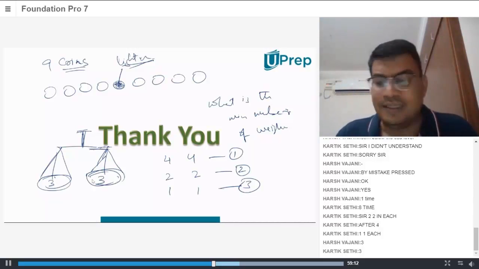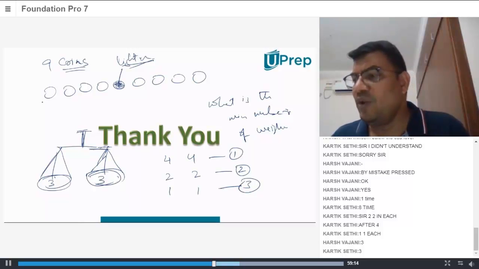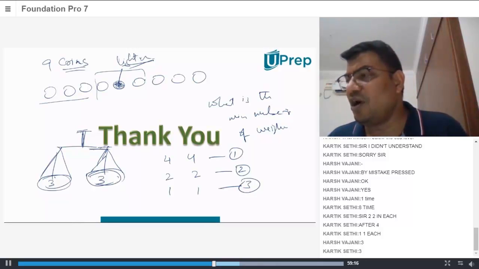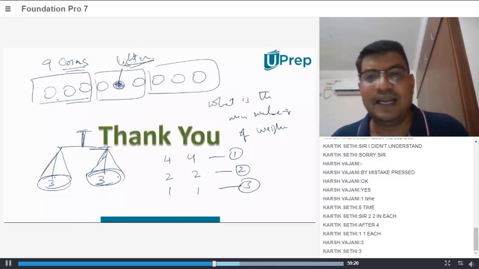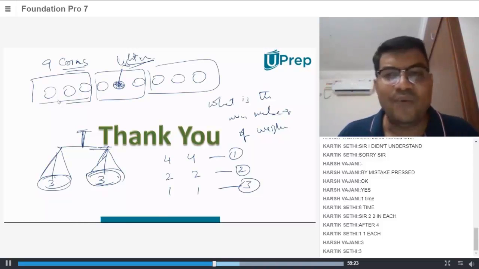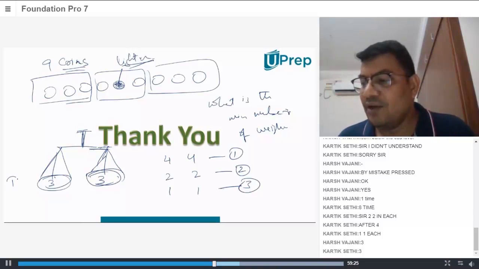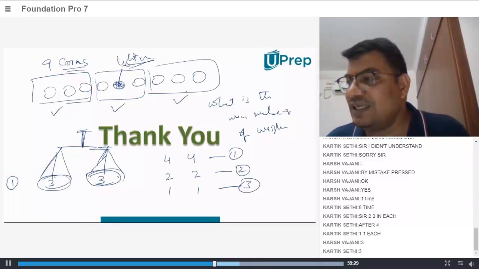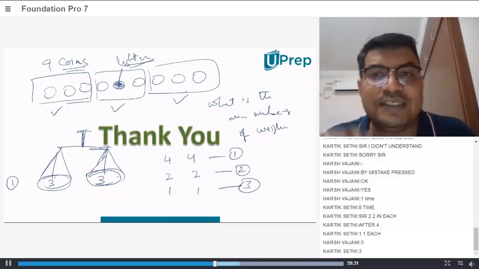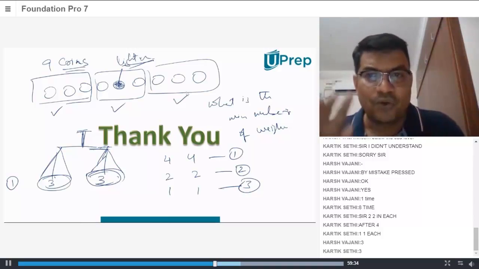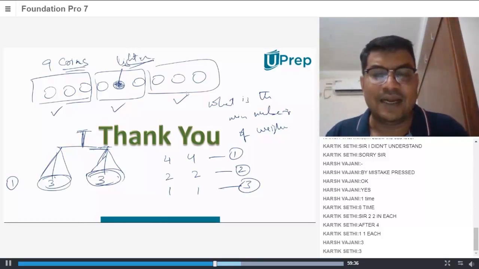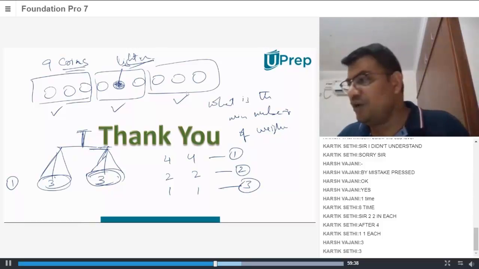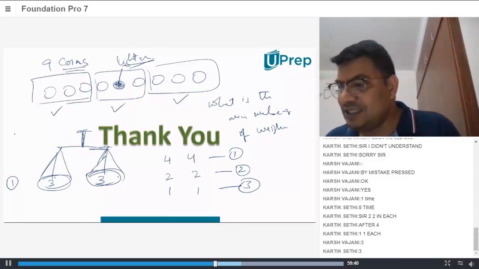Brilliant. So if we have 9 coins, we'll take 3 sets of 3 coins. So basically, from one weighing, you can decide in which 3 it is, whether it is here, or whether it is here, or whether it is here. You'll get to know one of those 3 sets. Now in the second, now you know in which 3 the answer is there. Let's assume we have decided these 3 have come out.